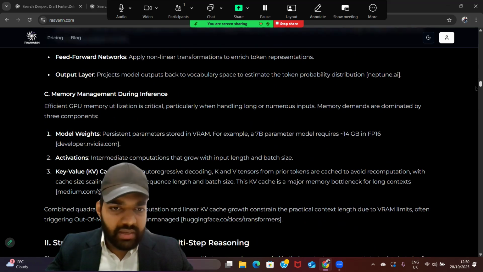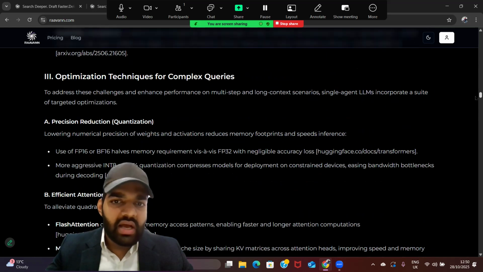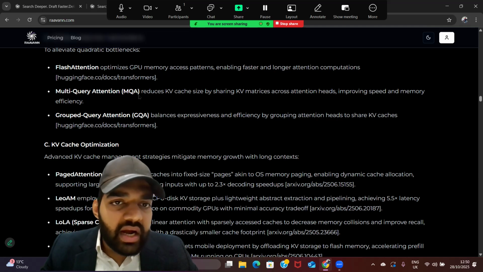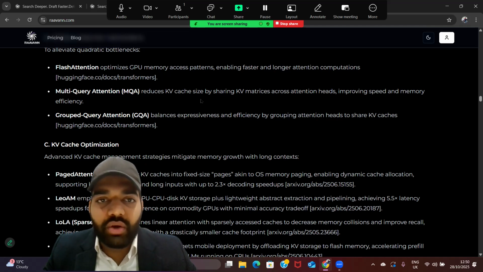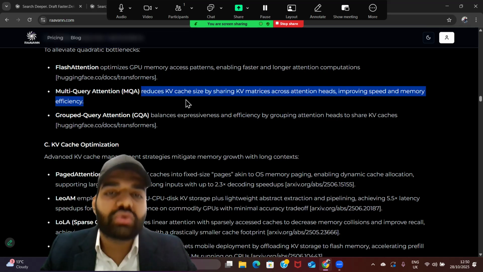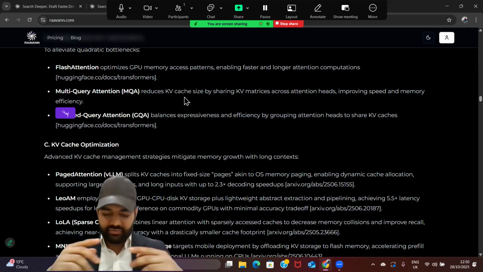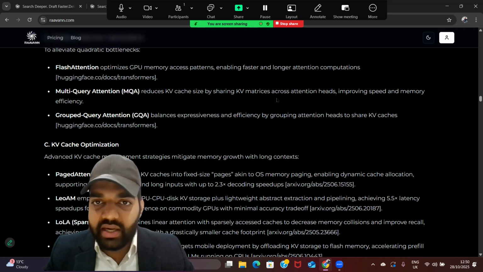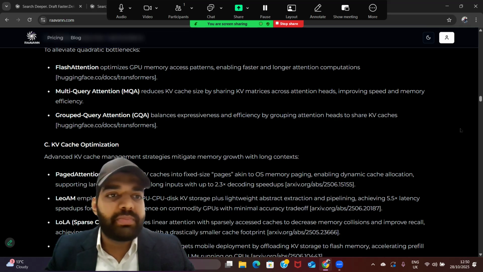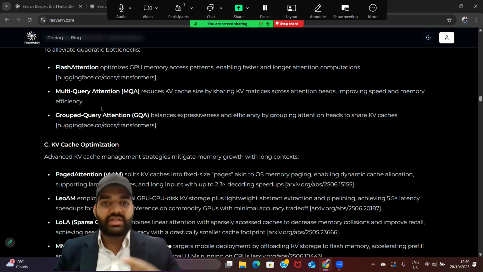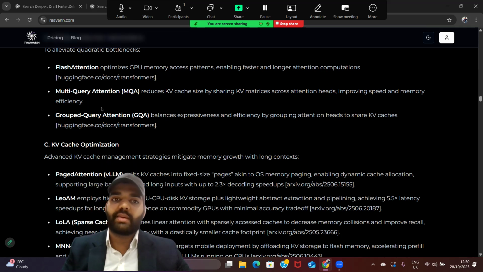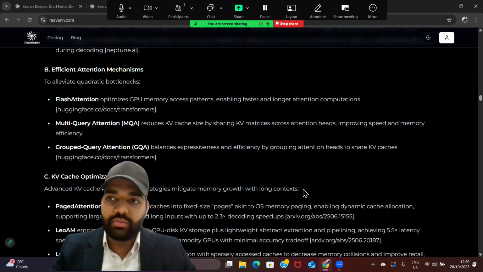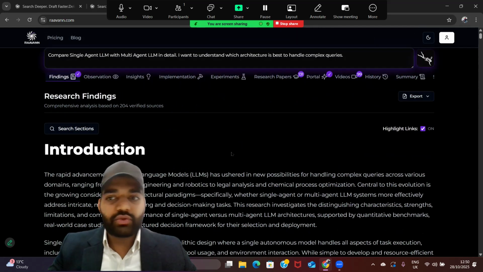So as you can see, there are multiple mathematical equations and many contents over here, for example, multi-query attention reduces KV cache size by sharing KV matrices across attention heads, improving speed and memory efficiency. Now this one I can assure you we got from the entity relations, the connections among the things I mentioned in the business plan, which allowed us to give this kind of information. This is what the researchers are liking. This is what I like, to be honest. And okay, so these were the findings.